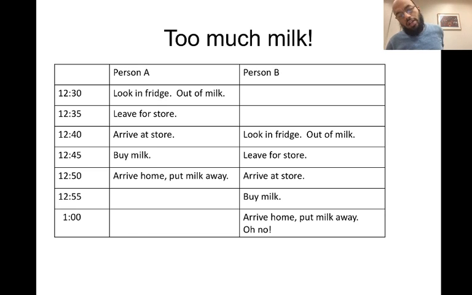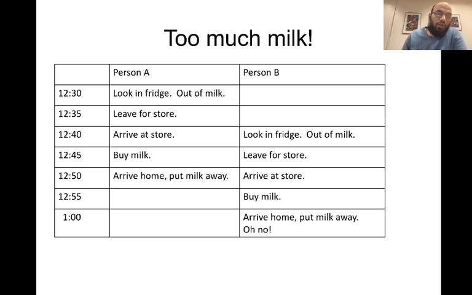So let us now go to a more lifelike example. Let us say that two people live together at home, and they have agreed that, well, we both like to drink milk. We would like to always have milk in our fridge. If there's no milk in the fridge, this is a huge issue. We need to fix that. So at 12:30, person A comes in, looks in the fridge, and he finds that, oh, we are out of milk. So he leaves for the store at 12:35.